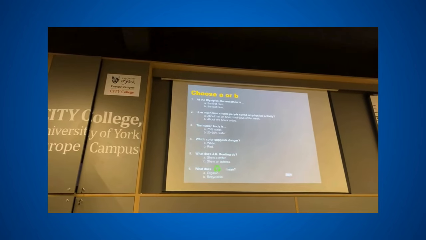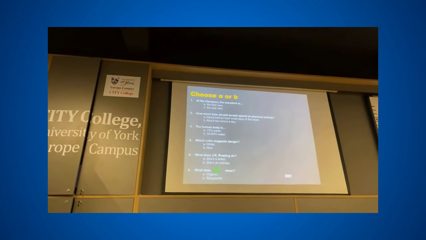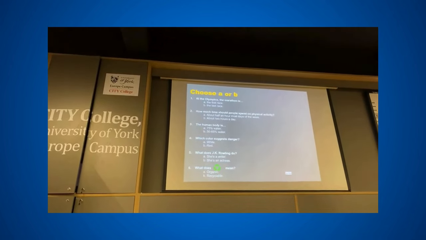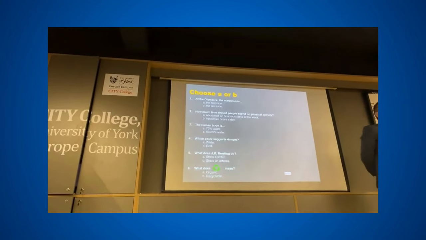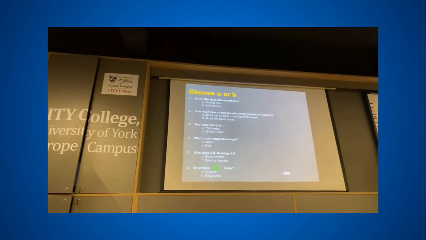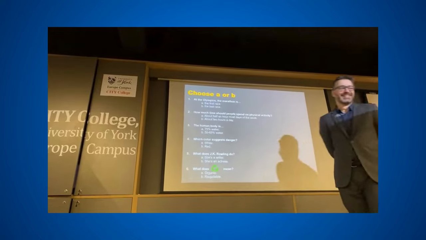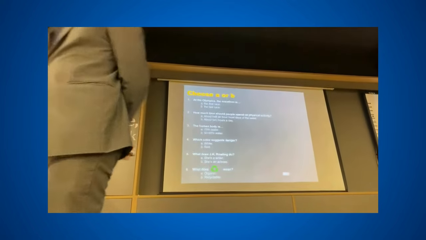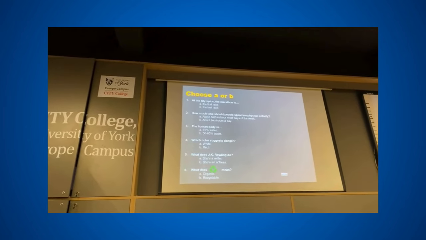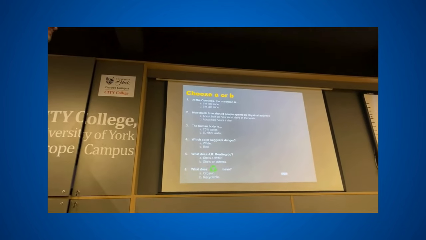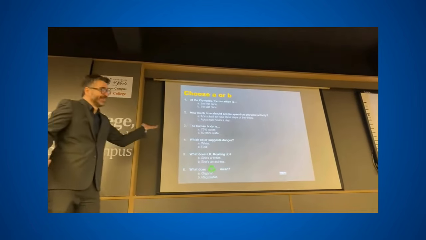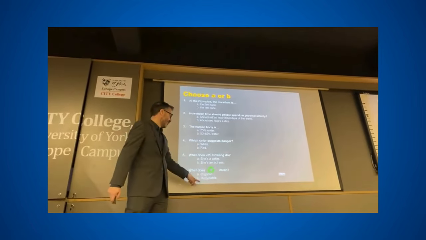The marathon is the first race or the last race of the Olympics? The first. Okay. Maybe it's the last. According to research, how much time should people spend on physical activity? Two hours a day, half an hour most days of the week? I like that answer. The human body is 75% water, yes, or 50%? 75. Which color suggests danger? Red. What does J.K. Rowling do? Writing. What does this mean? Recycling. Organic or recycling? Right.